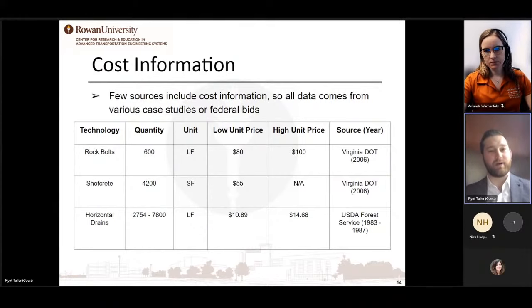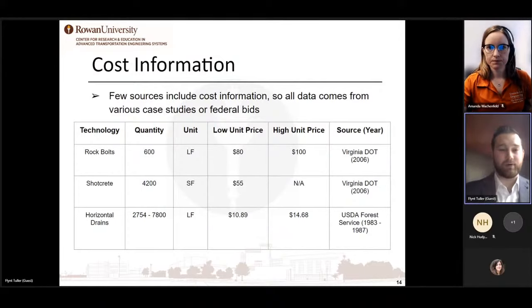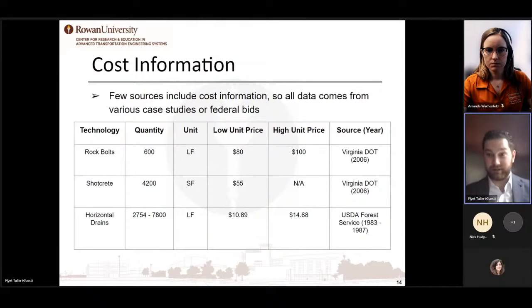And so first I'm going to talk about our cost information that we gathered. The interesting thing about this is that very few sources actually include the cost information. All the data is coming from different case studies or federal bids. It really doesn't get talked about a ton, and a lot of the academic sources will talk about how they're utilized, but less of the concretes, which is the prices and the quantities used.